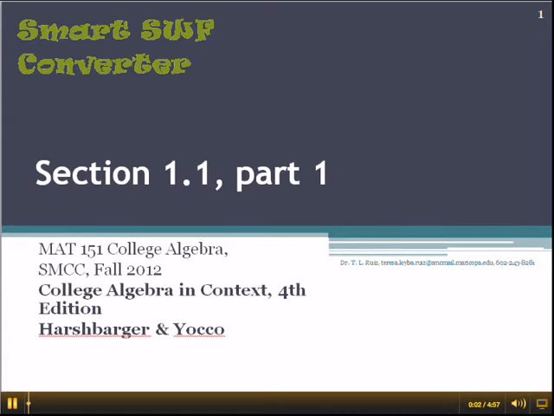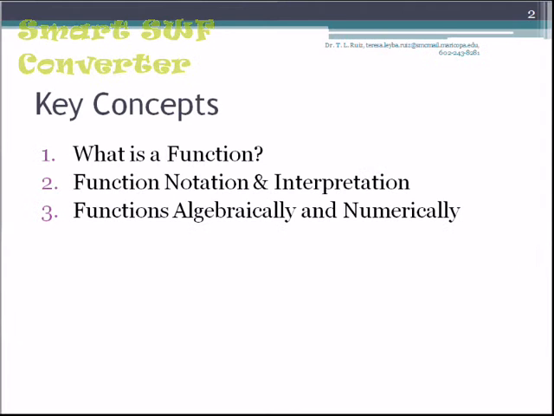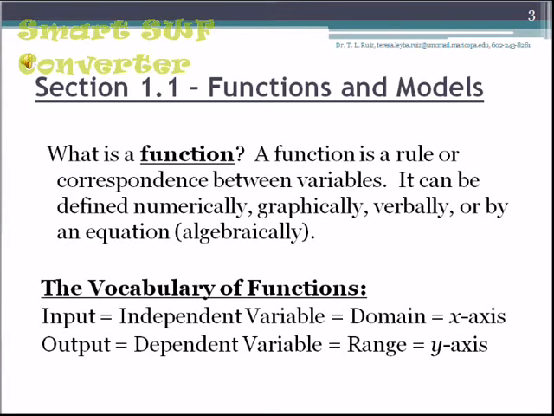Welcome to Section 1.1, Part 1 of 3. In this section, the key concepts that we will cover are to define what a function is, use function notation and learn how to interpret it, and look at functions algebraically and numerically.